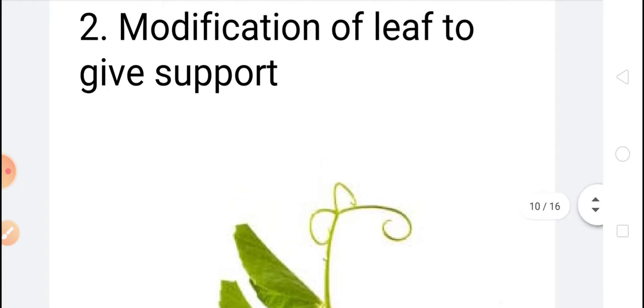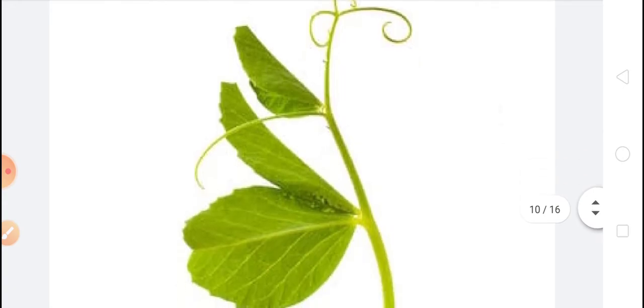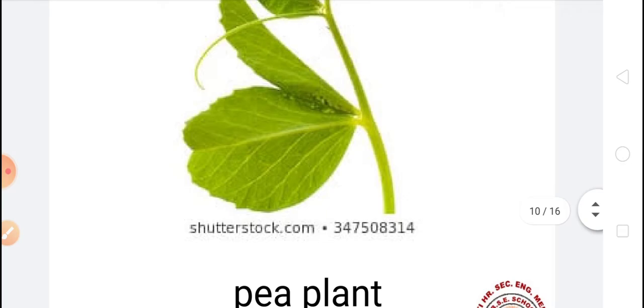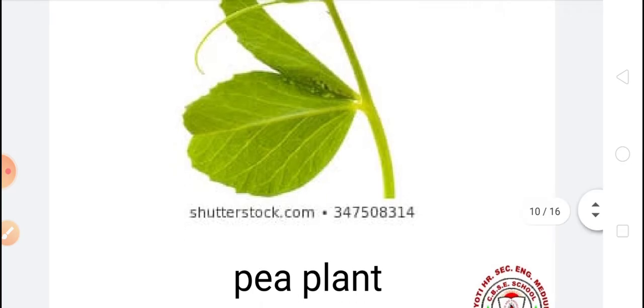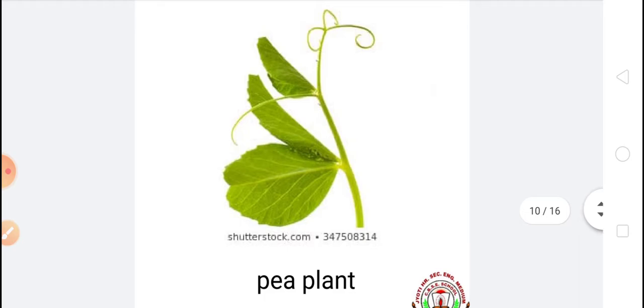Another modification of leaf is for support. In some plants such as the pea plant, which is a very weak plant, to give support to the plant, the upper leaflets are modified into tendrils. You can see in the picture, the upper leaflets get changed into thread-like tendrils, which find some object to coil around and thus provide support to the plant.